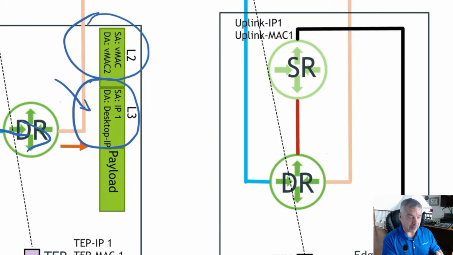We're now on a different segment. Actually, I don't really have this segment drawn in here, but we're on a different segment. The source MAC is the VMAC of the distributed router, and the destination address is the VMAC. So at this point, technically, we're sitting here, logically speaking. I'll call that VMAC 3, the SR. So we know we need to send it to our SR.